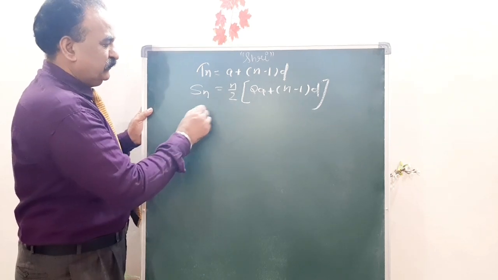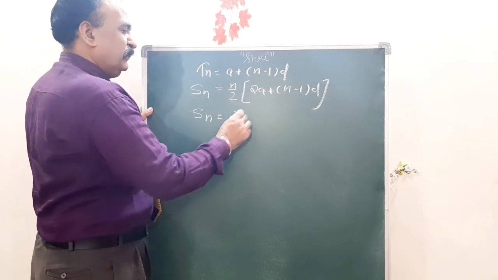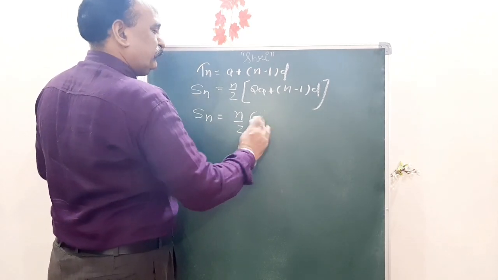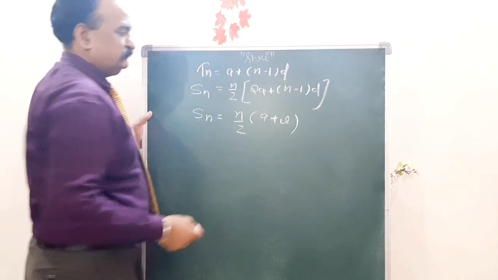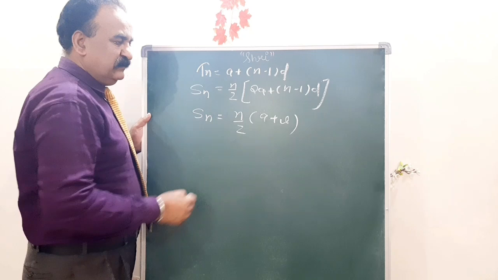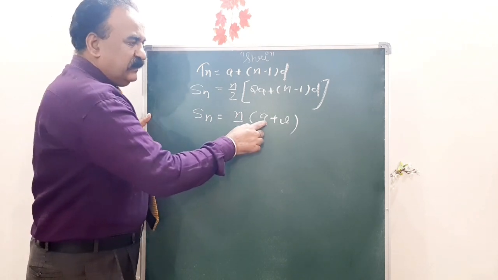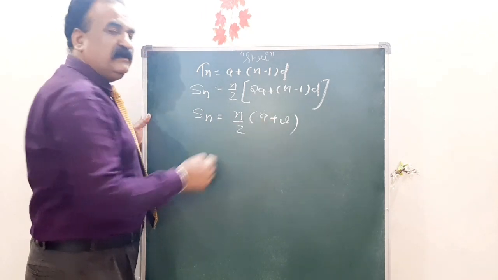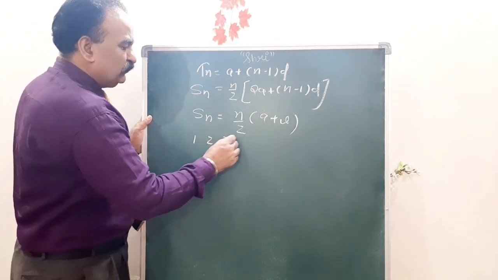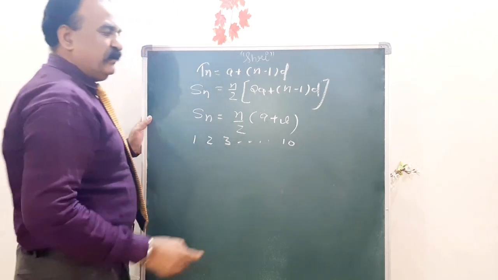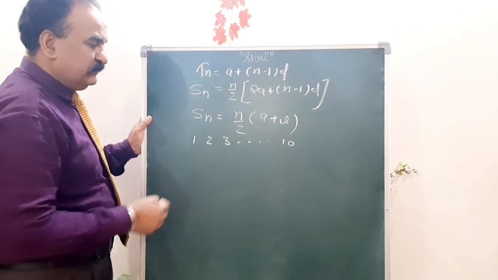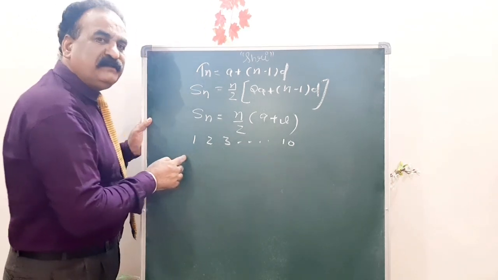Let us see. Sn is equal to n by 2 into bracket a plus l. Here n means the number of terms, a means the first term, l means the last term. Suppose you are finding 1, 2, 3 dot dot dot till 10. What is your last term? Last term is 10. First term is 1. And now you have to find the sum of these 10 terms.